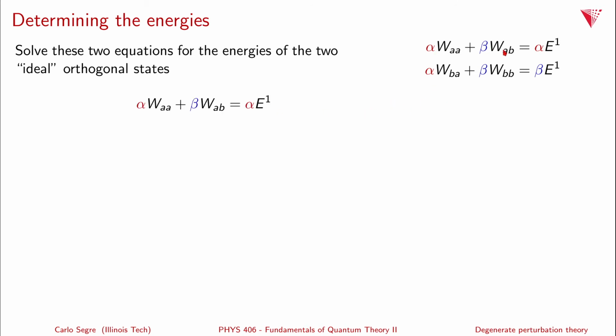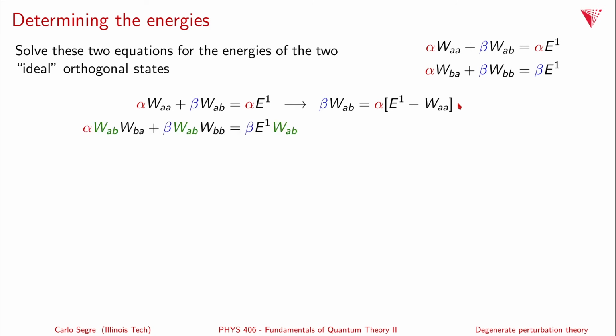Well, we start with this equation here: alpha WAA plus beta WAB is equal to alpha E1. And we're going to solve for WAB. So we get beta times WAB is equal to alpha times E1 minus WAA. That means we can now substitute for WAB, and multiply all these terms by WBA. So we're going to multiply each one of these three terms by WBA. So we have alpha times WAB WBA, that's this one. Then we take the other equation and multiply all of them by WAB. So alpha WAB WBA plus beta WAB WBB equals beta E1 WAB. So the first equation we transform like this and we solve for WAB. The second equation we multiply times WAB everywhere.